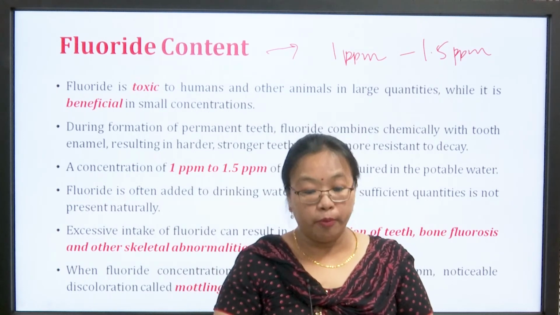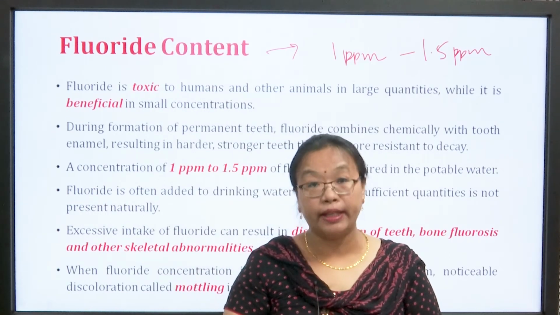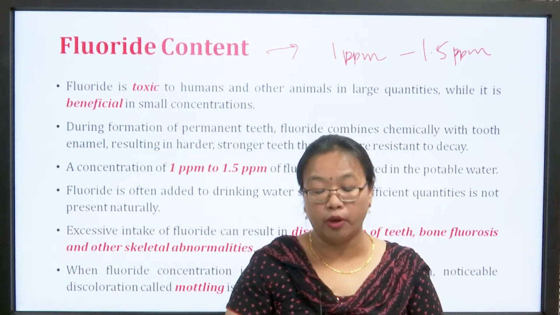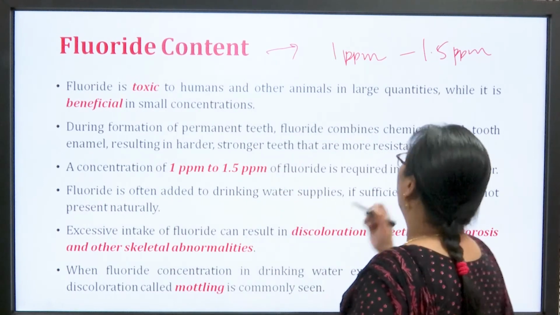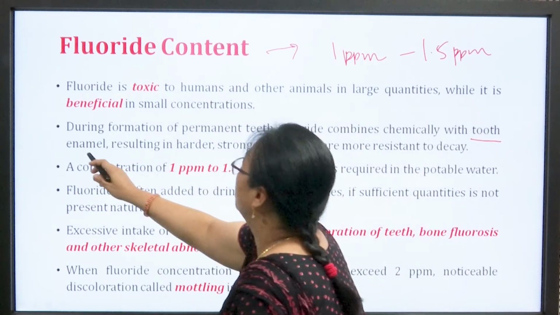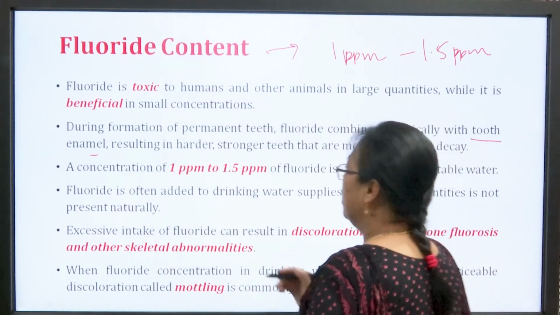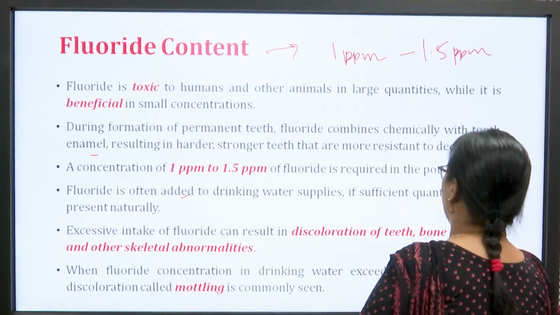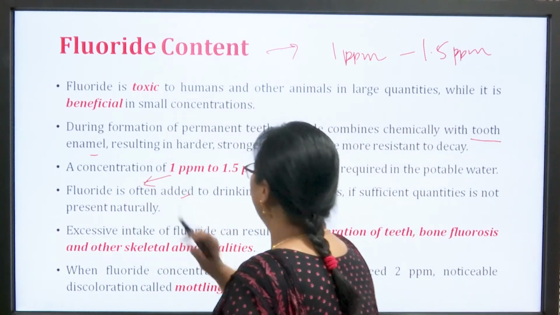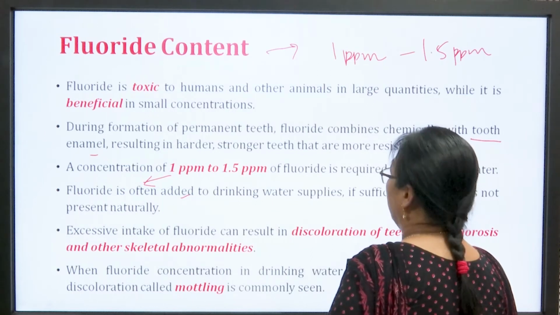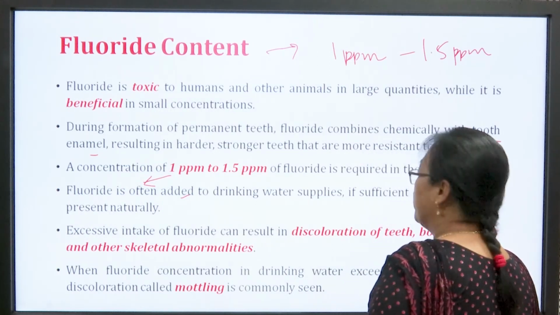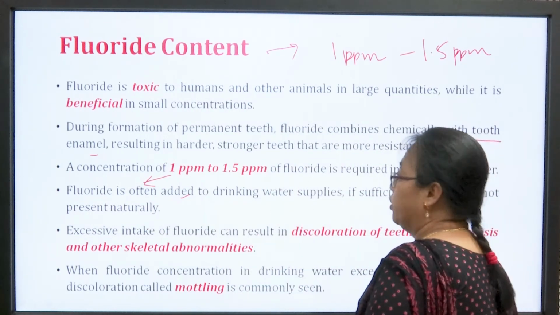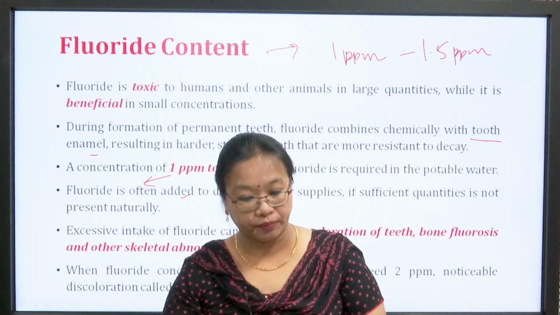So, during formation of permanent teeth, fluorides combine chemically with tooth enamel, resulting in harder, stronger teeth that are more resistant to decay. If you have fluoride, you are going to have very good teeth, right, and obviously bones. A concentration of 1 to 1.5 ppm of fluoride is required in potable water. If it is less than 1 ppm, it is going to affect your teeth. The teeth of children will be very much affected. Fluoride is often added to drinking water supplies if sufficient quantity is not present naturally.